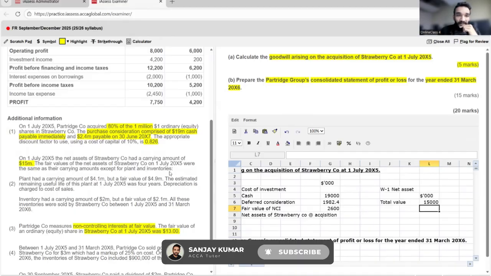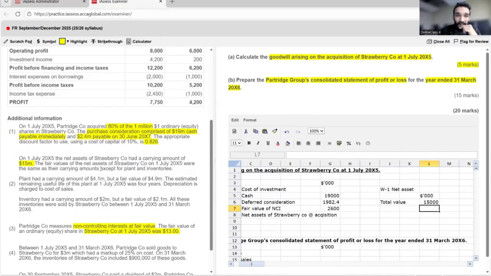Although the fair value of net assets were the same, plant and inventory have a certain exception. Plant had a carrying amount of 4.1 million, but fair value of 4.9 million. So it's a plant fair value increase. 4,900 minus the 4,100. So it's basically an increase of 800. It is an increase of 800.